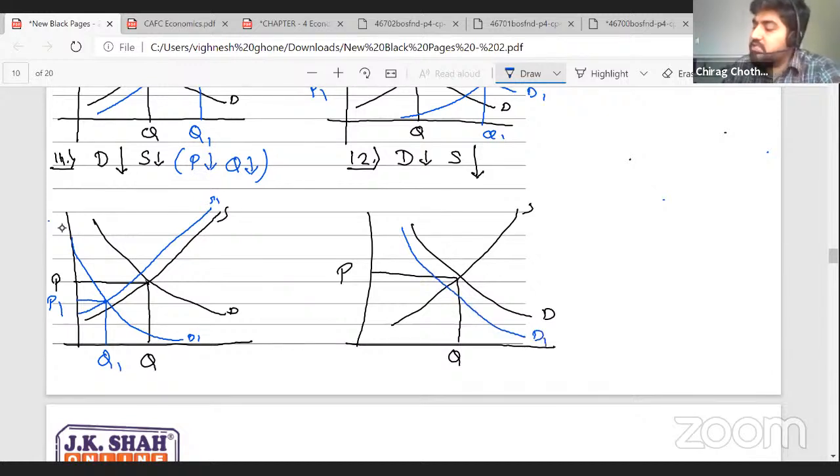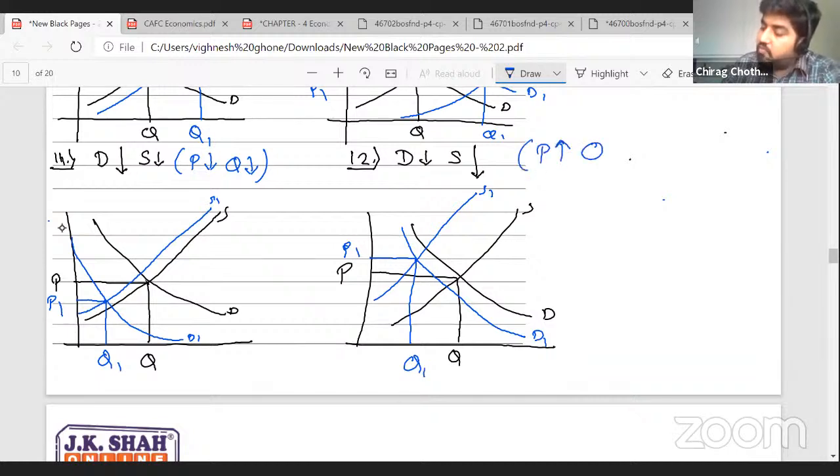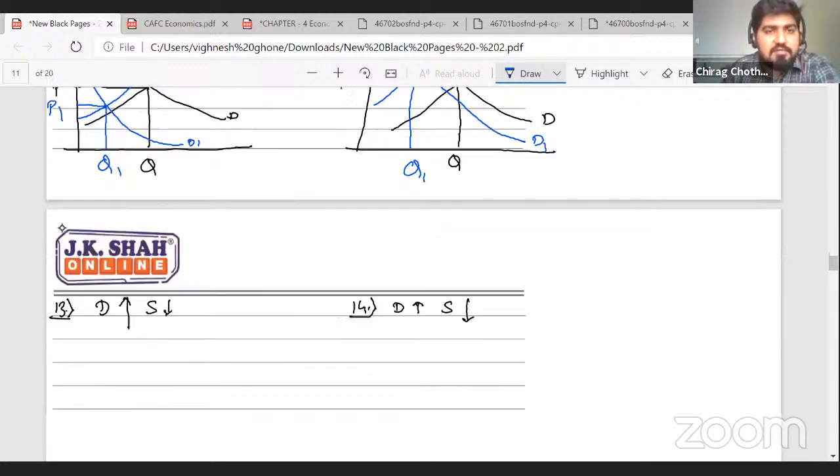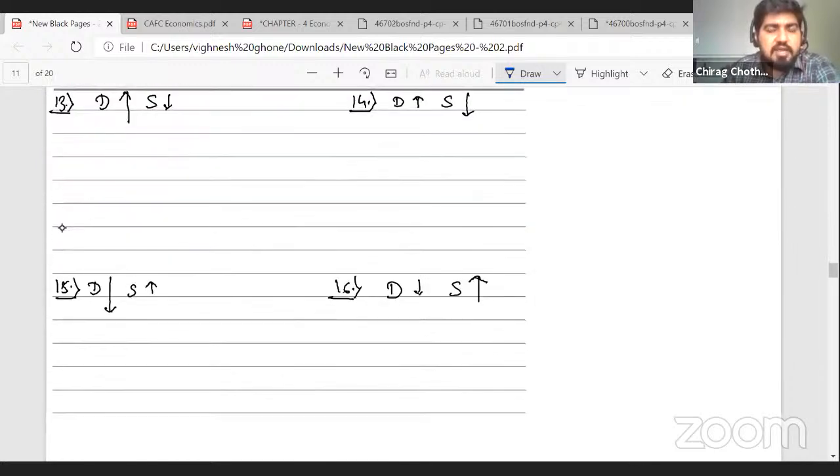And what is happening to my supply? Supply decreases to a big quantity, large quantity. So look at equilibrium quantity and equilibrium price. Equilibrium price rises, equilibrium quantity decreases, right? So that's our case number 12. Now let's go ahead to the final four cases, students. With this, our entire unit number 2 will be complete.